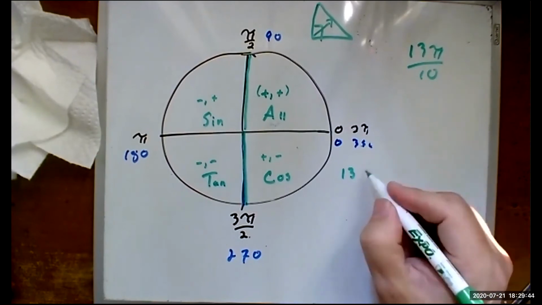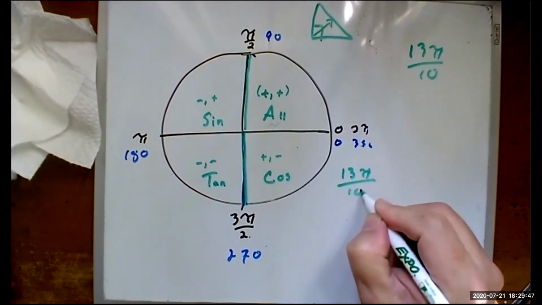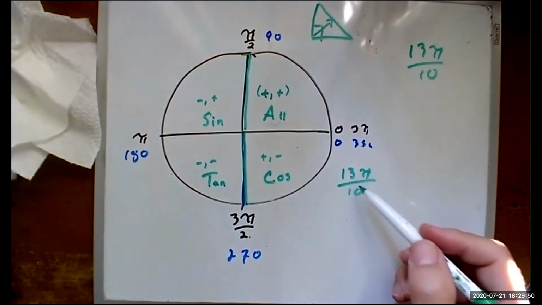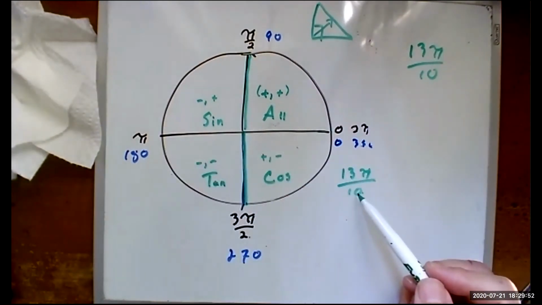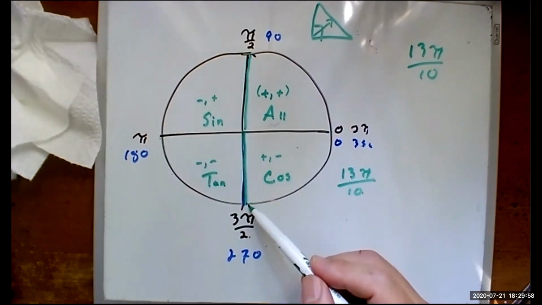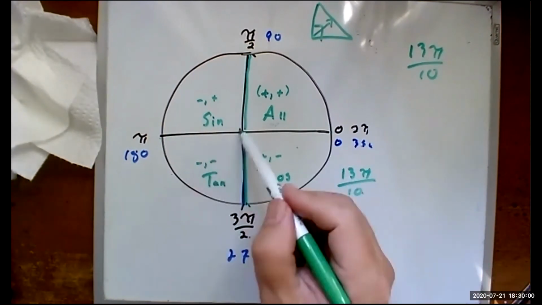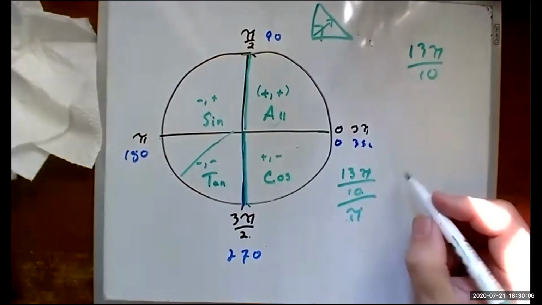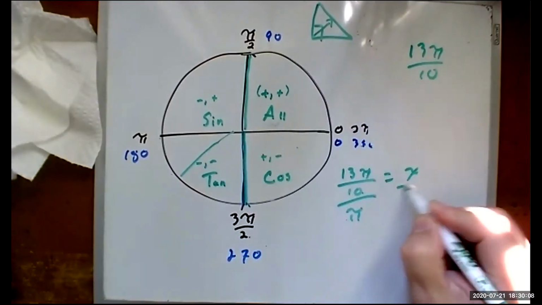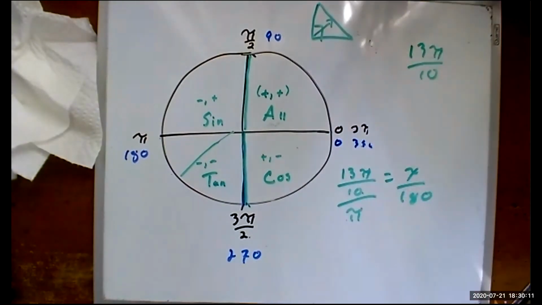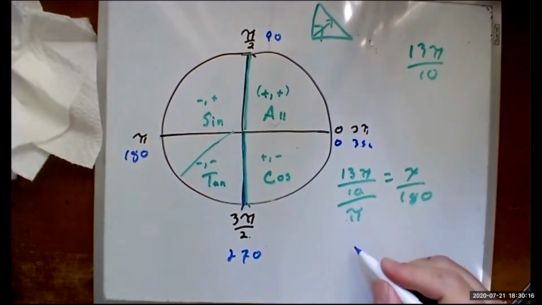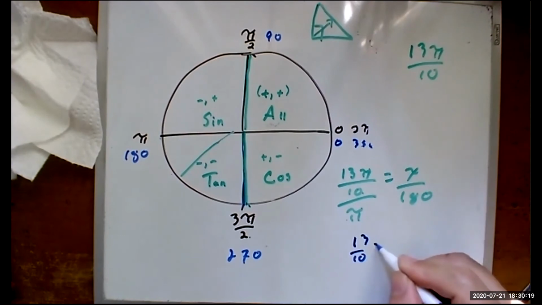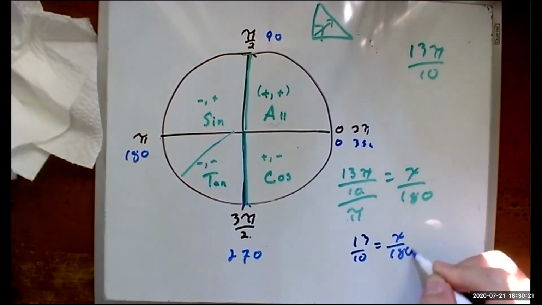So given 13 pi over 10, our easiest course of action is first and foremost to convert this into degrees. I know immediately that 13 pi over 10 is a little bit bigger than 1, but not as big as 1.5. I'm going to be somewhere in quadrant 3 here. Where exactly, I'm not sure yet, but we do a quick conversion and we'll find out.